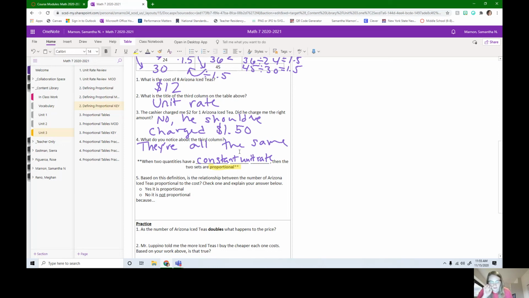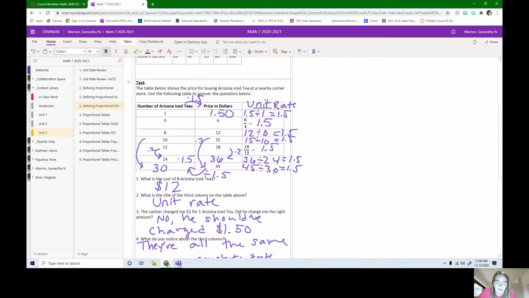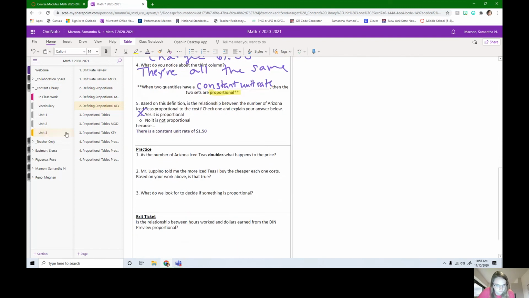Okay, so you should have answered this question by now. We are going to say that yes, it is proportional. Yes, it is proportional because there is a constant unit rate of $1.50. So it is proportional because we had the same number in this third column all the way down.